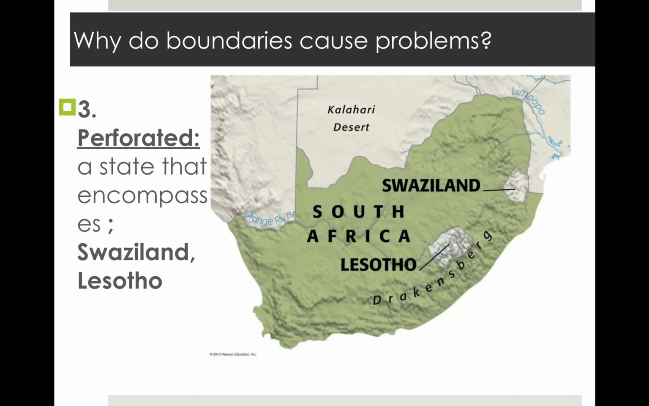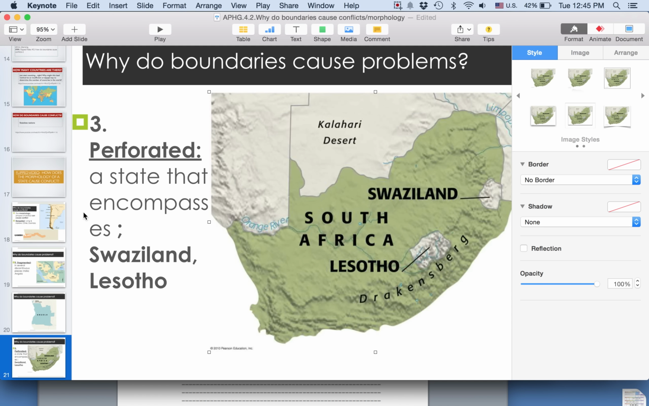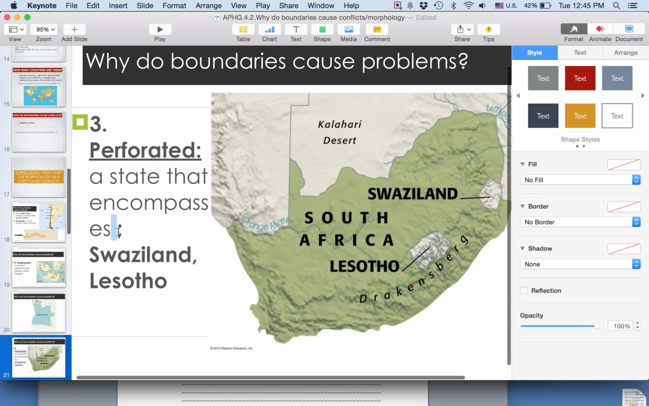Therefore, South Africa, the surrounding nation that's displayed here in green, is perforated because they have two autonomous countries, two autonomous states within them. So the perforated state is the state that encompasses another state. That's an incomplete definition here. Let's fix that as we go. A state that encompasses another state.